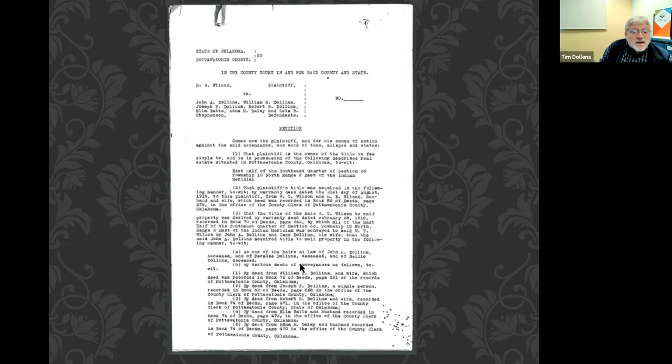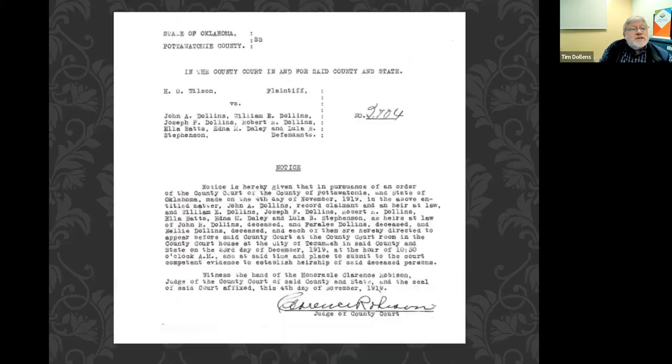It says, as one of the heirs at law of John Dollens, deceased, and of Paralee Dollens, deceased, and of Nellie Dollens, deceased. So right there, you're getting all these relationships because they're all fighting one person who's saying they own the land, but they said, no, we're legal heirs. We get a portion of it as well. So cool records in the probate records about relationships.